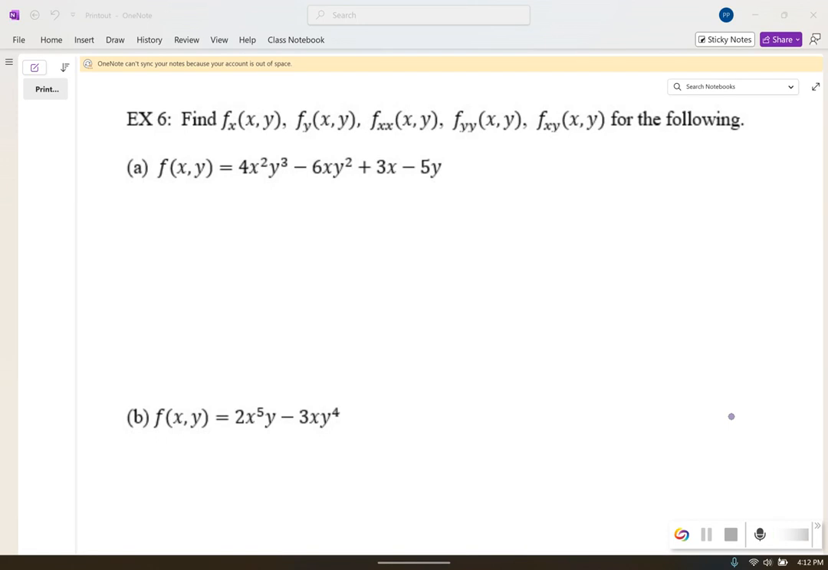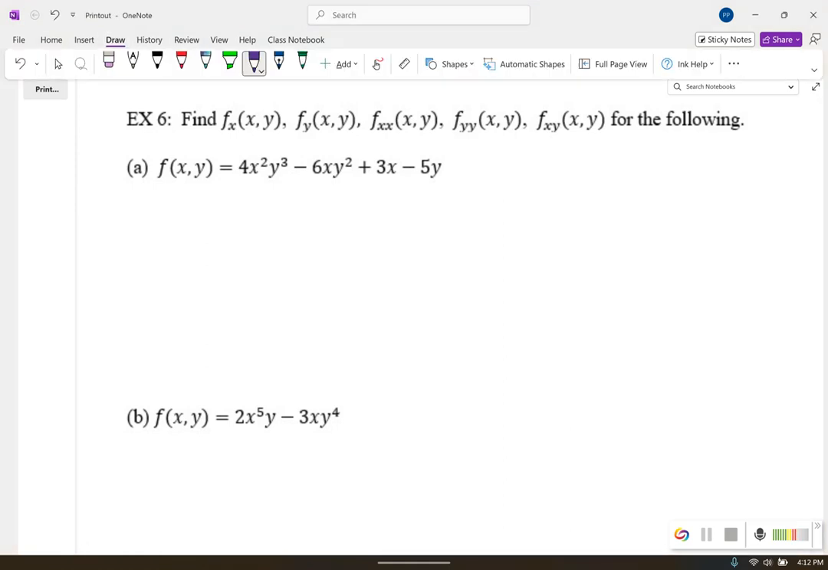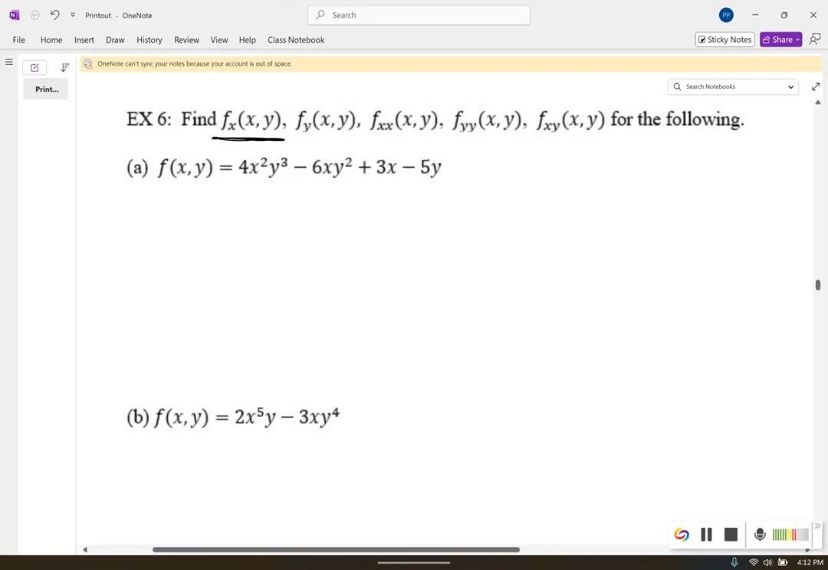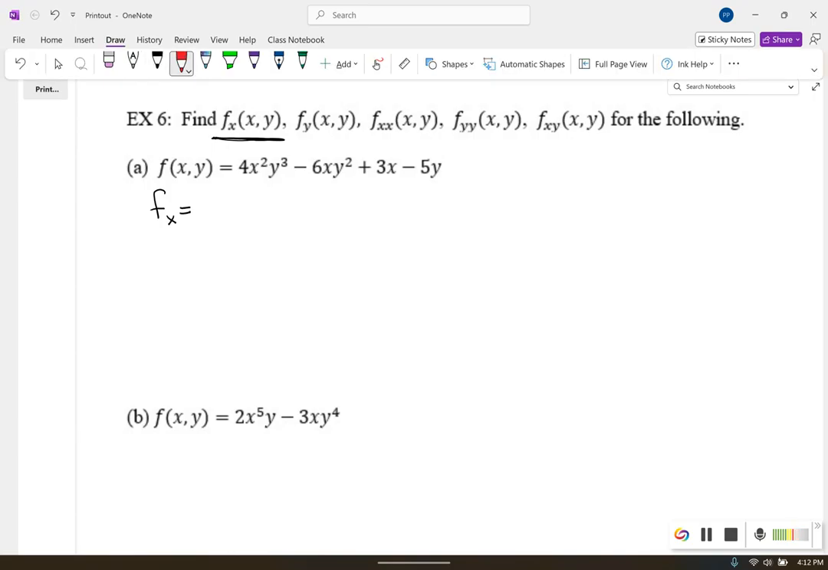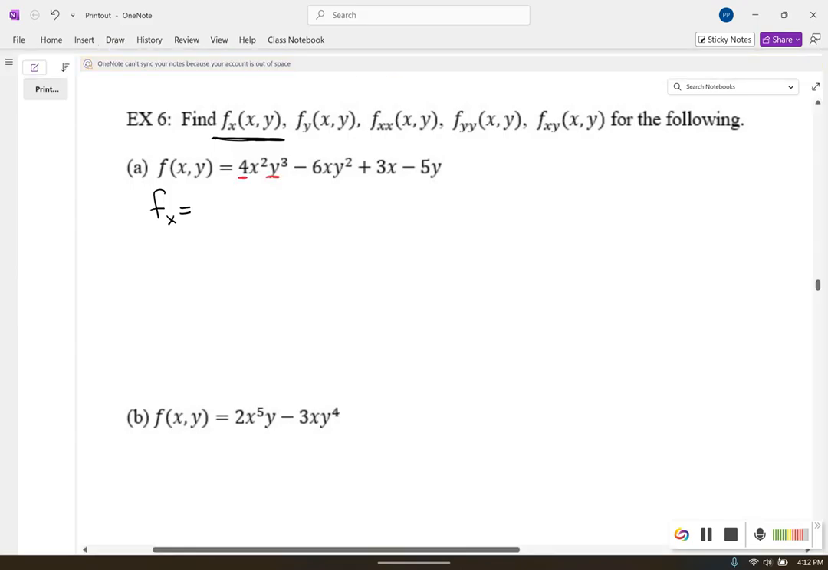Okay, example 6. We already know how to do these first couple of problems. So this first one here says partial derivative with respect to x. So I'm going to do it first. So finding the partial derivative with respect to x, we're going to treat y just like a constant. And so treating y like a constant, you can think of the 4 and the y cubed as both constants.